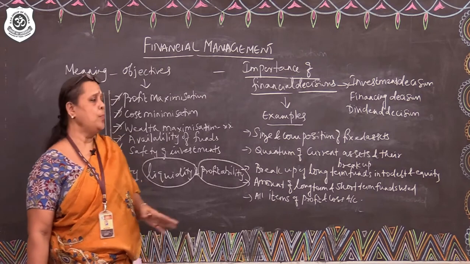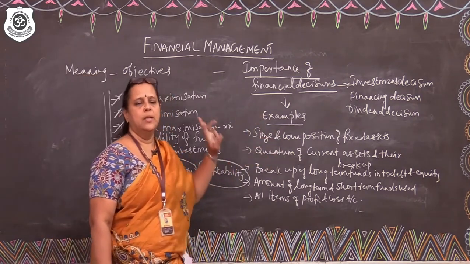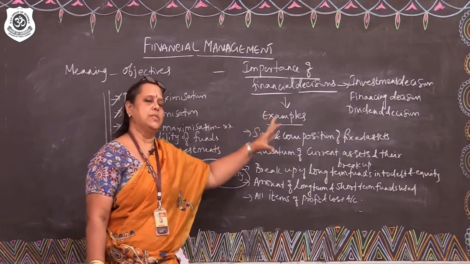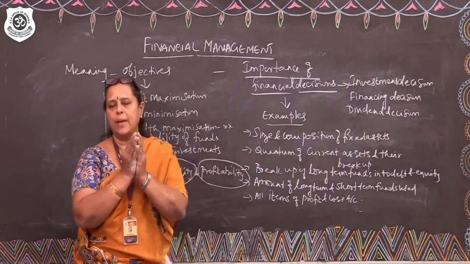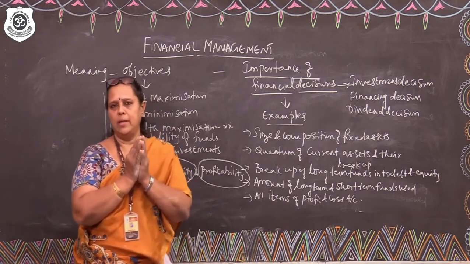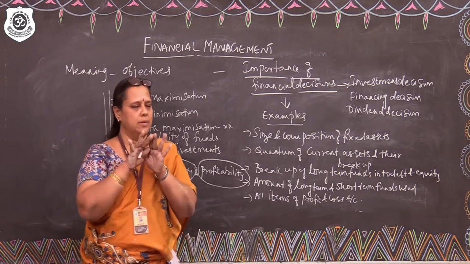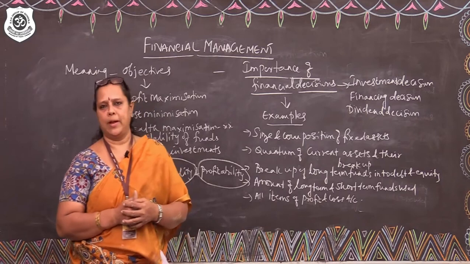To state a few, the first one is size and composition of fixed assets. Suppose the manager is going to decide about investment of funds in fixed assets. It is going to involve huge investment. Bulk capital will be invested in fixed assets. We cannot say that investment in fixed assets means working capital will be less. Definitely not. For example, take the example of Integral Coach Factory.